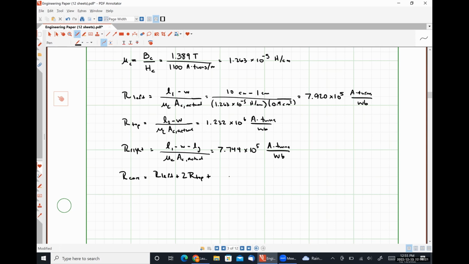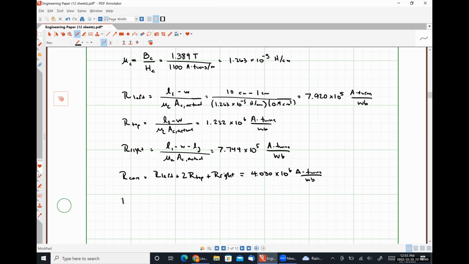And our core reluctance is then R left plus twice R top plus R right, which I got to be 4.030 times 10 to the 6 amp turns per Weber.